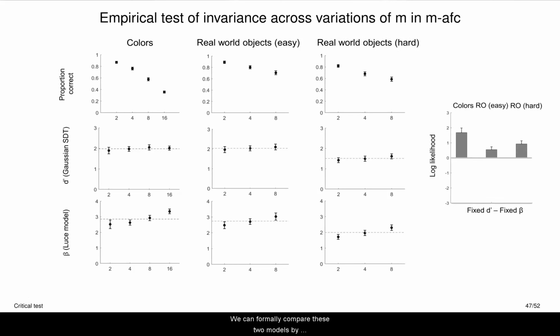We can formally compare these 2 models by comparing their log likelihood since they have the same number of parameters, and as you can see here, this Gaussian signal detection model with a fixed d prime outperforms the Luce model with a fixed beta. Altogether, these results provide support for the Gaussian signal detection model.